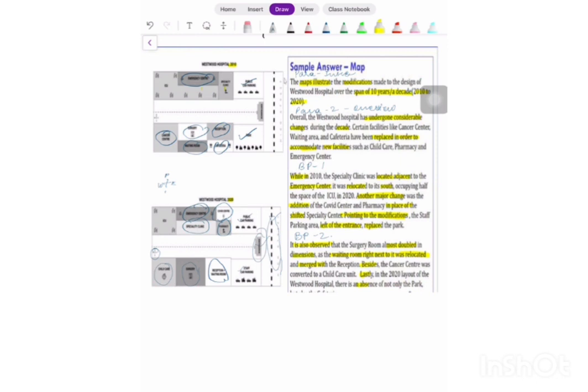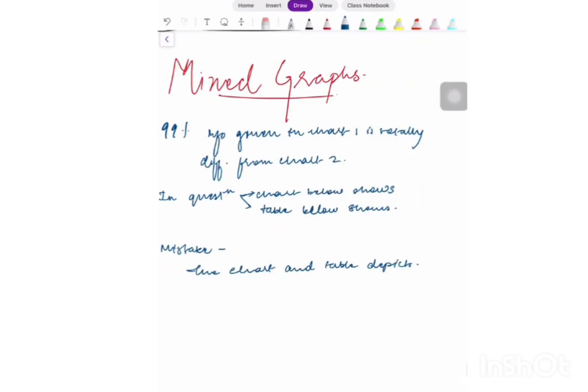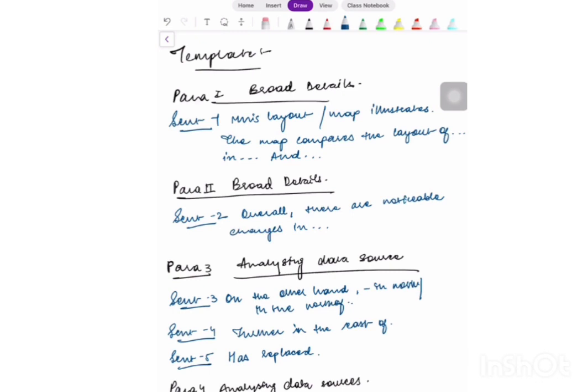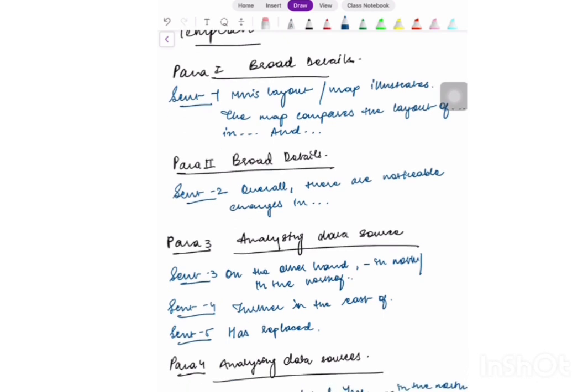Now there is a template I'll provide you, on the basis of which you'll be able to solve another question. These are standard templates which will help you in solving all kinds of questions. So these are the templates for writing paragraphs in maps. Para 1 is broad details where you write the introduction. So this is the template. You can use exactly this, and this is universal, so you can use it in any question. So this layout or map illustrates, or the map compares the layout of so and so, if it is a comparison.